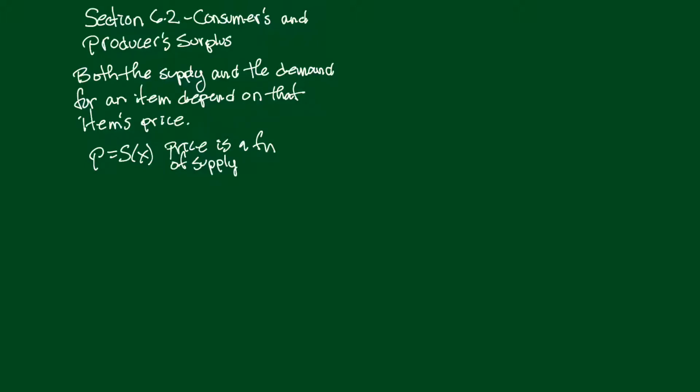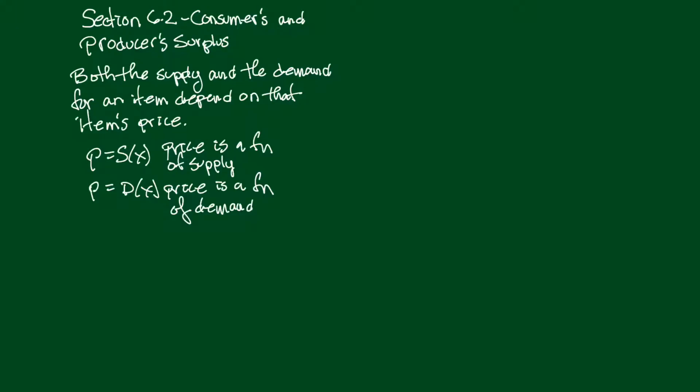So the supply goes up, price goes down. The supply goes down, price goes up. So the price depends on the function, but also P equals D of X, which means that price is a function of demand. So this seems to make sense. The price of an item depends on the supply of the item. You would think as the supply goes up, the price would go down. And the price also depends on demand, right? As the demand goes up, you would think that the price would also increase.